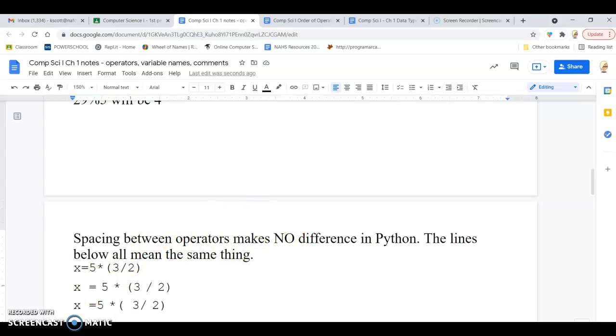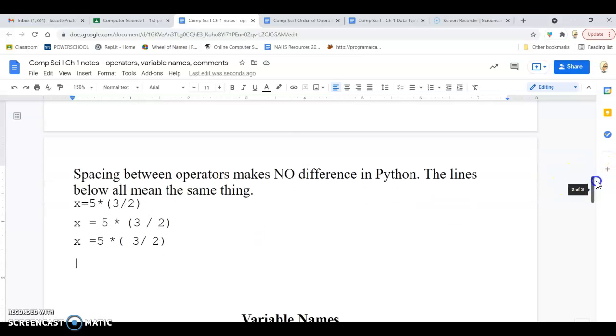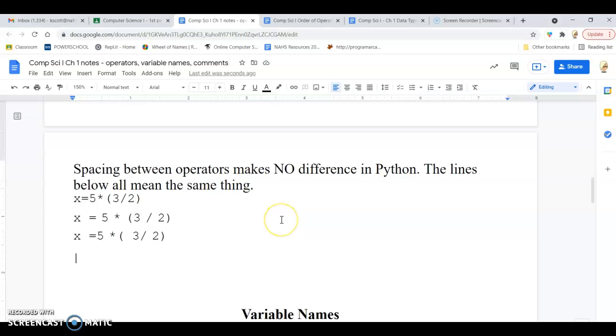So when you write equations in your Python programs, the spacing between the parts doesn't matter. If you want to put a space before an equal sign and after an equal sign, or a space between the number and a plus sign or the multiplication sign, it's fine, it doesn't matter. Python sees all 3 of these lines as the same thing. They're all interpreted the same when Python is run.